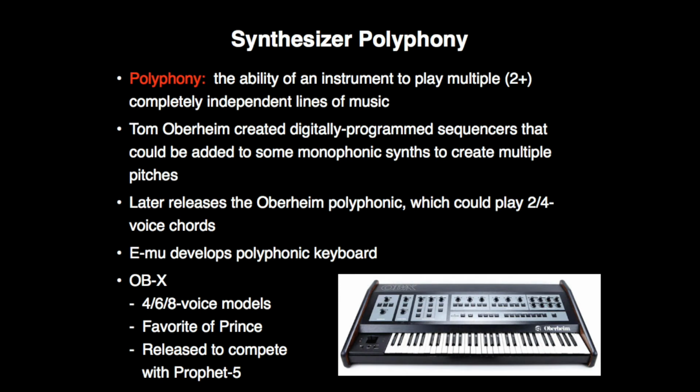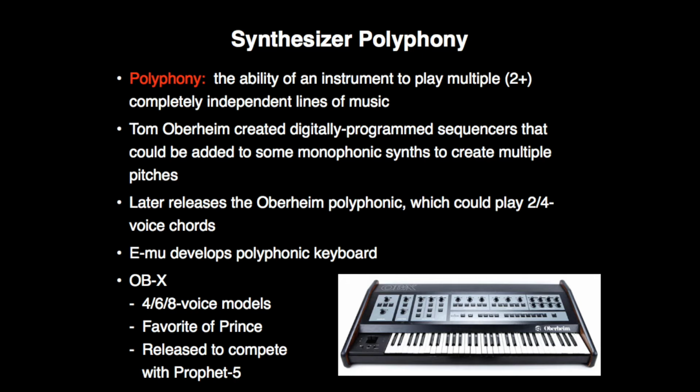So monophonic synthesizers and paraphony were really the only options available on analog synthesizers throughout the 60s and most of the 1970s. However, towards the end of the 1970s, we did start to get the first actually polyphonic synthesizers. One of the engineers that helped in the development of that was Tom Oberheim. Oberheim was an engineer. He had some digital programming chops, and he was able to create some digital sequencers that could be added to some monophonic synths like the ARP 2600 or the Mini Moog that was able to use their paraphonic features to produce multiple pitches at the same time.